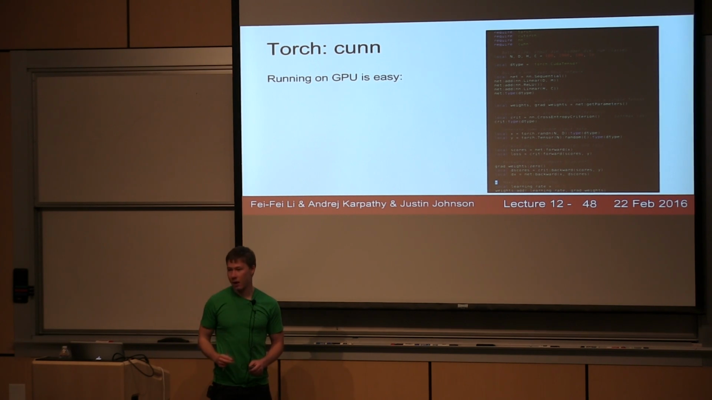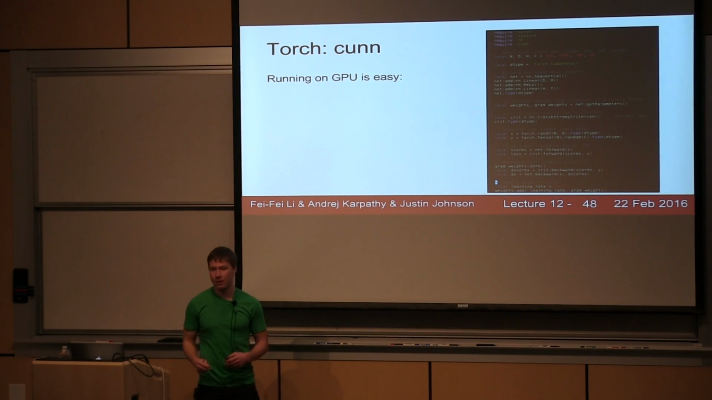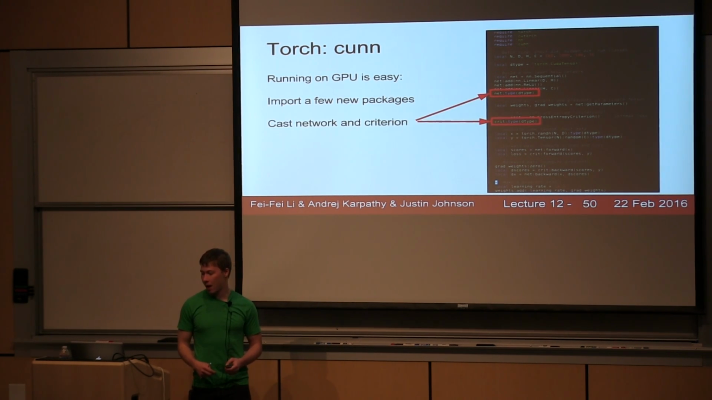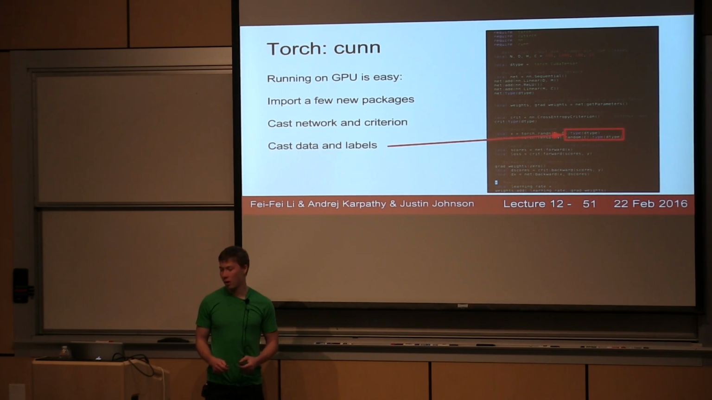And as you might expect from looking at the tensor, it's quite easy to make this thing run on GPU. So to run one of these networks on the GPU, we import a couple new packages, cuTorch and cuNN, which are CUDA versions of everything. And then we just need to cast our network and our loss function to this other data type. And we also need to cast our data and labels. And now this whole network will run and train on the GPU. So it's pretty easy. Now in, what is that, like 40 lines of code, we've written a fully connected network and we can train it on the GPU.